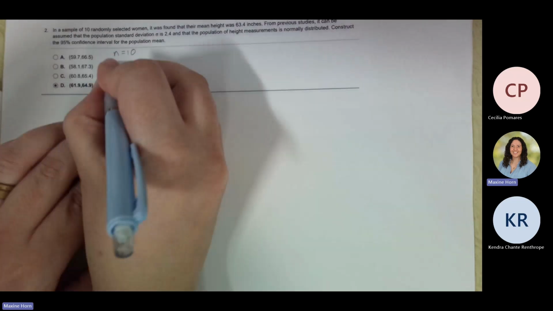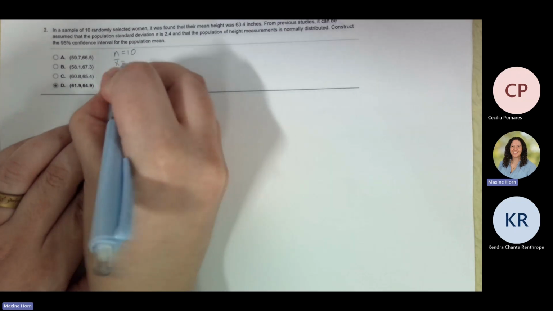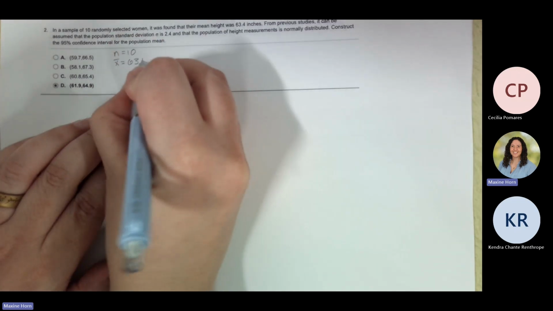Number 2, in a sample of 10 randomly selected women, so sample of 10 women, that means we have an N of 10, right? It was found that their mean height, so the sample mean, was 63.4.